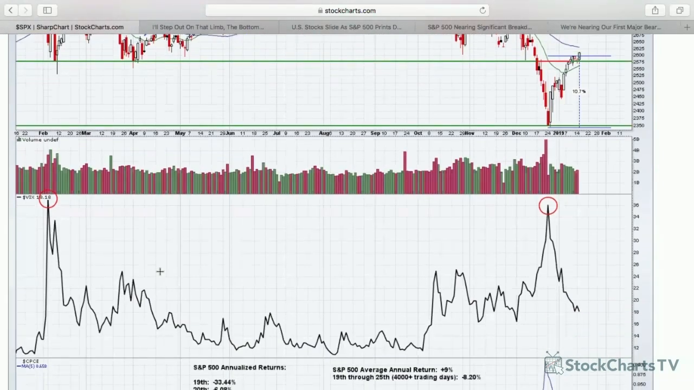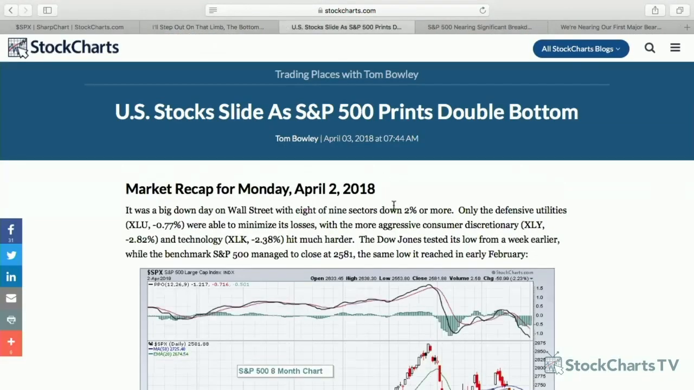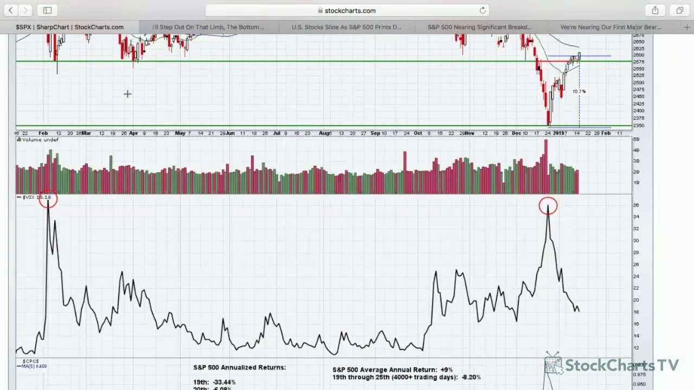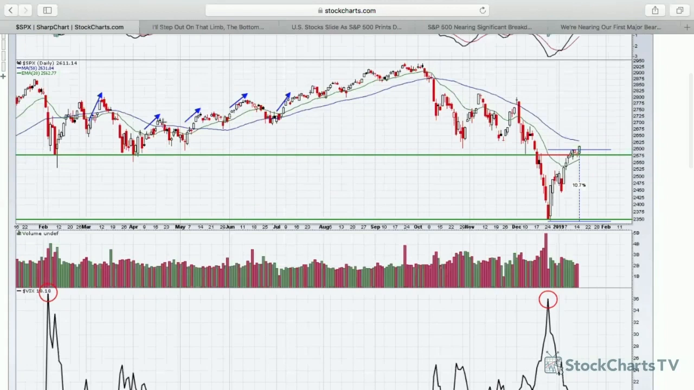But when you look back, you can see the VIX did mark a very significant bottom here. When we went back in April, and I'll pull up the next article I had here. This was on April 2nd: U.S. stock slide, S&P 500 prints double bottom. It's exactly what we ended up doing. We had a nice little rally, pulled back. We still held on to that major support level and then rallied throughout the summer.